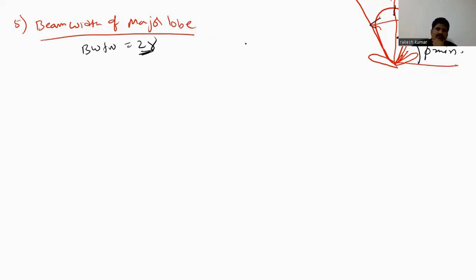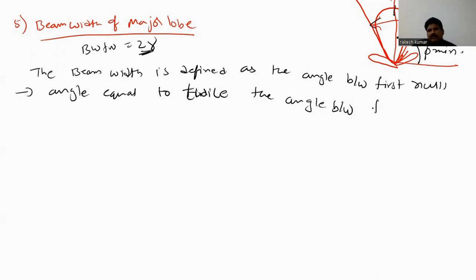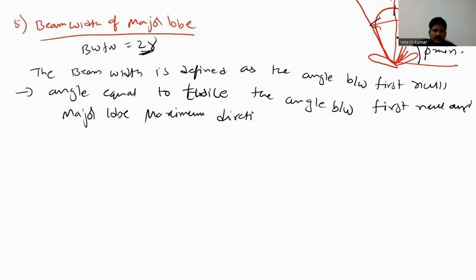So how can I define the beam width? The beam width is defined as the angle between first nulls, or it is also the angle equal to twice the angle between the first null and the major lobe maximum direction. This is the major lobe maximum direction. So this angle is equal to gamma.